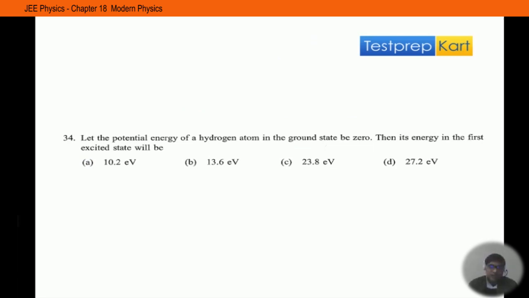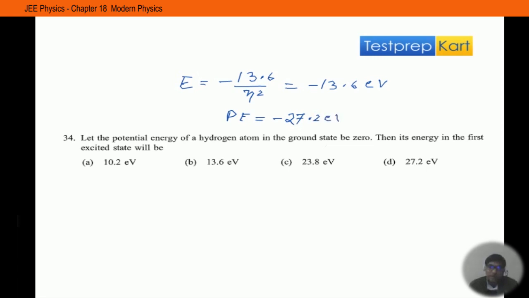Next question is, let the potential energy of a hydrogen atom at ground state be zero, then the energy of the first excited state is. So first we need to check the total energy at ground state. The expression for total energy is minus 13.6 over n square. Now for the ground state n is equal to 1, so it is 13.6 electron volt in magnitude. This is the total energy at ground state. So according to this condition, the potential energy at ground state must be twice of this, that is twice of 13.6, that is 27.2 electron volt.